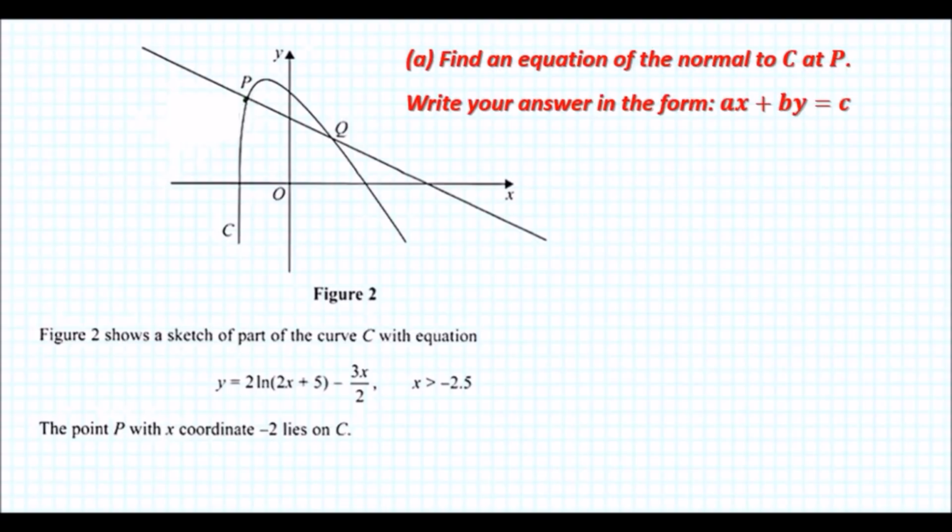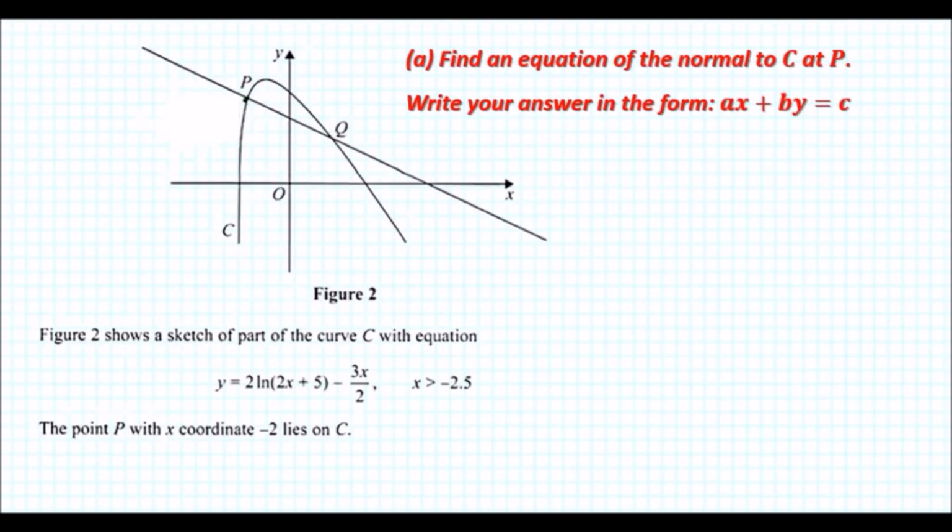So in this one, we'll be looking at question 5 and tackling part A. Okay, so what do we have here? We're given a figure where we can see a curve intersecting with a straight line. And this curve is given by this y equation here for x greater than minus 2.5.